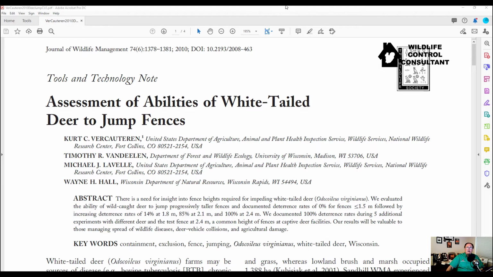So the article that I have here in front of you is the Assessment of Abilities of White-tailed Deer to Jump Fences. And it's written by Kurt C. Vercauteren. And the reason why I picked this particular article is because Dr. Kurt Vercauteren is a wildlife biologist at the National Wildlife Research Center in Fort Collins, Colorado. And he, as a government worker, his material cannot be copyrighted because he's a federal worker. It's our tax dollars at work. We pay his salary indirectly, obviously, through our taxes. And so this is why I chose this particular article.